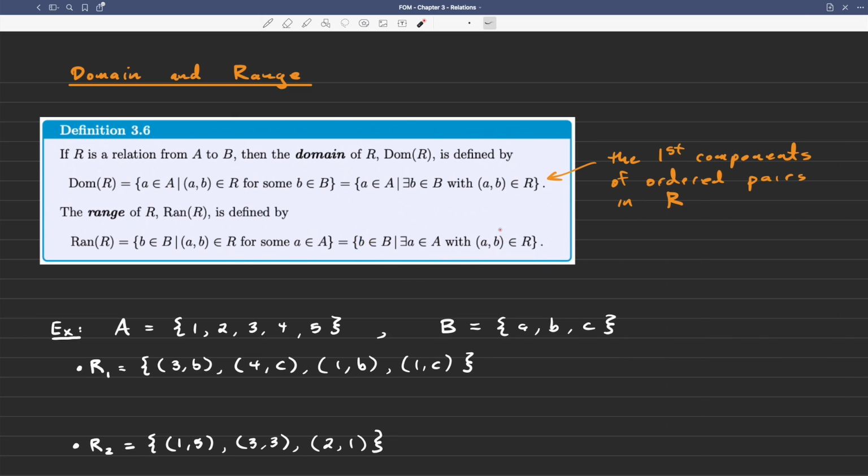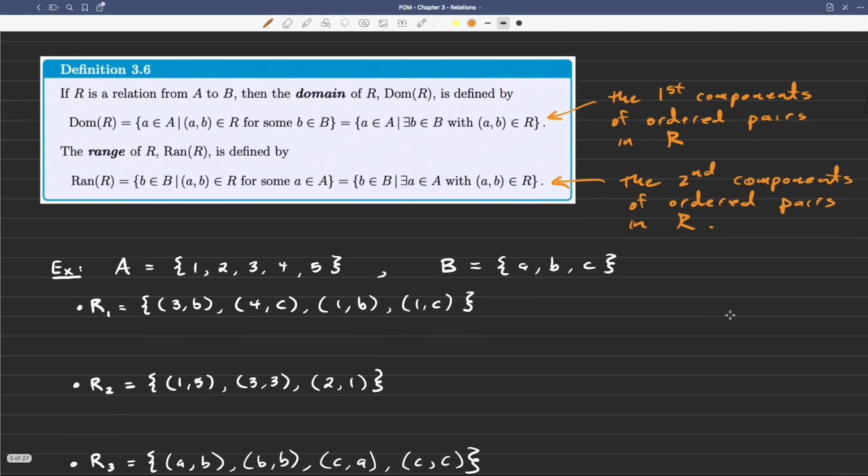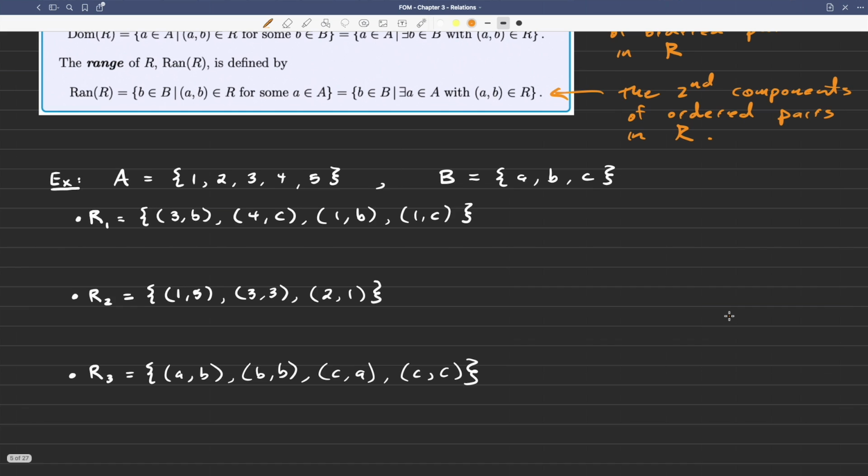So all we're talking about with the range is it's the set of all second components. When you think about it that way, it's super easy in these toy examples to figure out what your domain and range are. Okay, so in this first example that we have here, for R1, what's the domain?